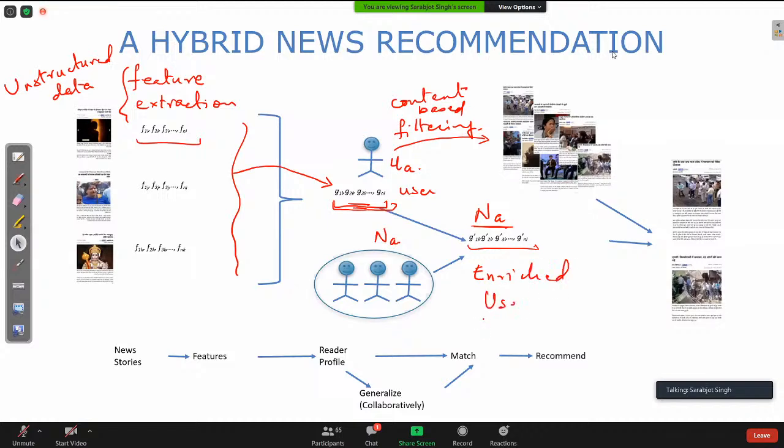And now that we have an enriched user profile, what we are doing is we are using that and comparing it with these news articles, and we are now getting a hybrid recommendation, right? Because what we are doing here to create this enriched user profile is essentially collaborative filtering.